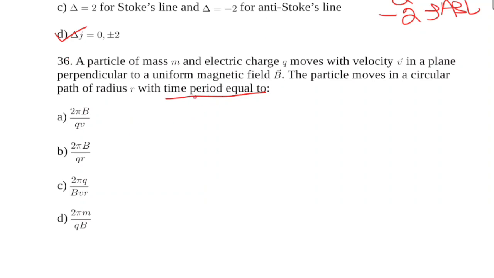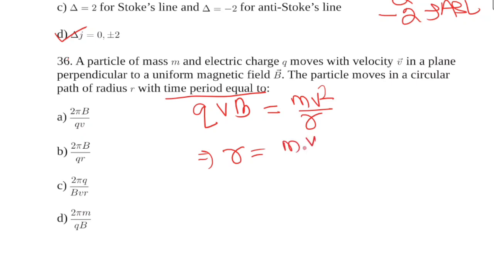Like here, you can see as a charged particle is moving in a magnetic field, so the force will be qvB. And this force is equal to, as it is moving in a circular path, the centripetal force, that is mv square by r. So from here you can find r is equal to mv by qB, that is the radius of the circular motion of the charged particle.